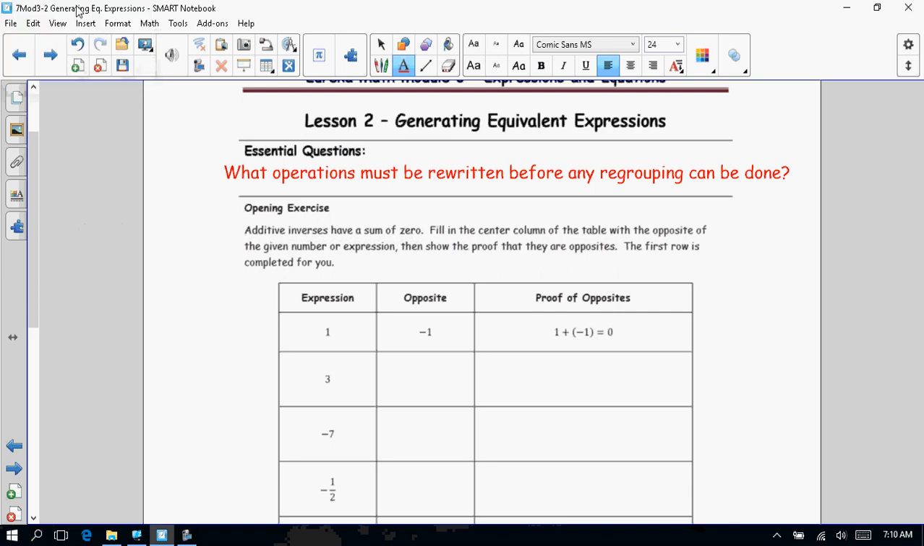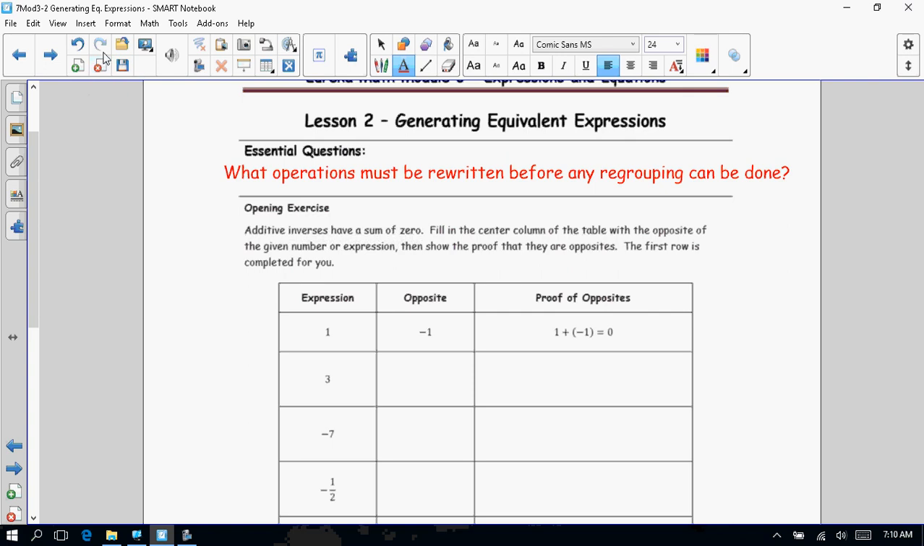Module 3, Lesson 2. I'm on page 8. Lesson 2 is Generating Equivalent Expressions. You'll notice the essential question: what operations must be rewritten before any regrouping can be done? Right? What has to get rewritten before I can regroup and put everything together?